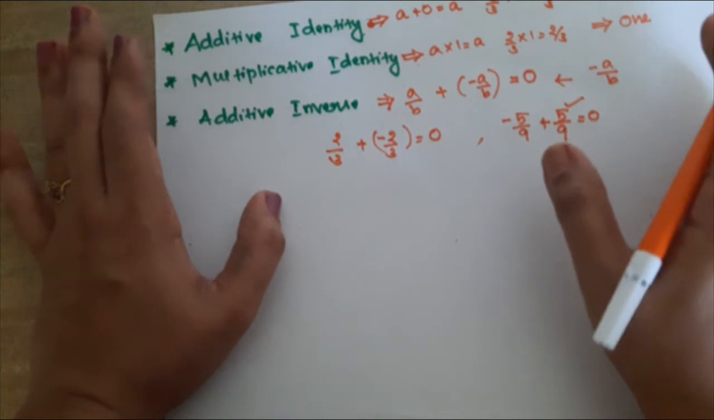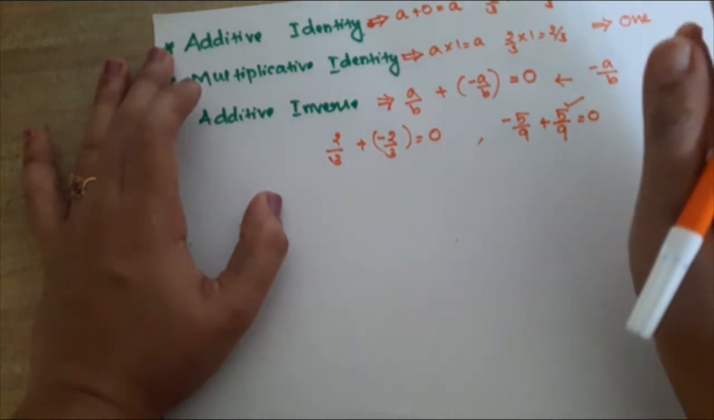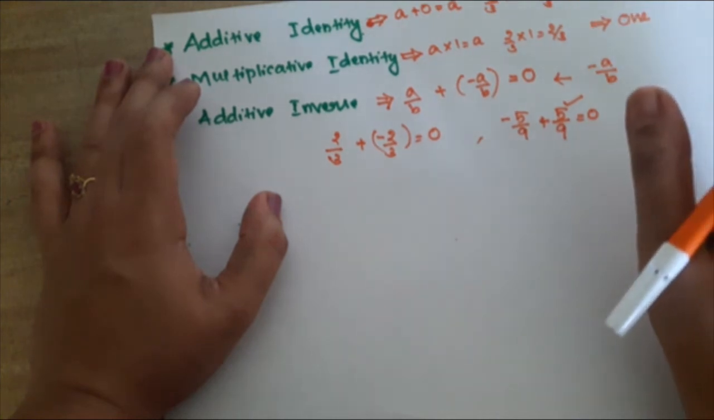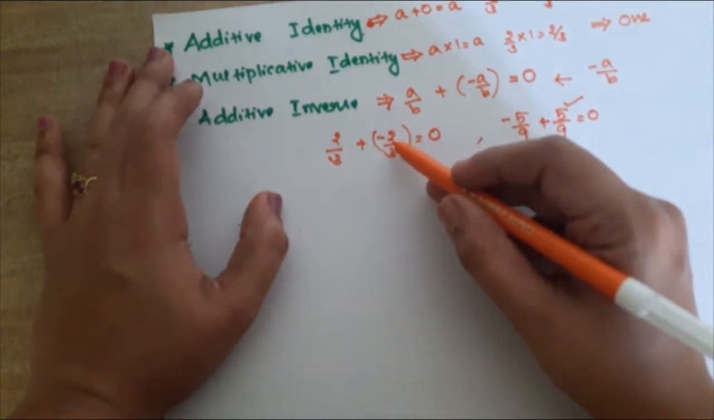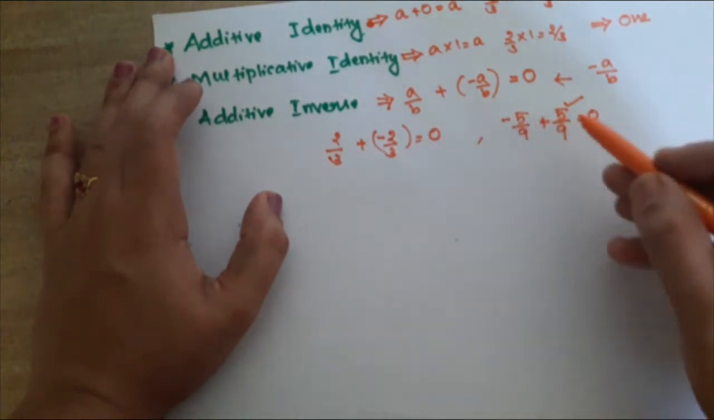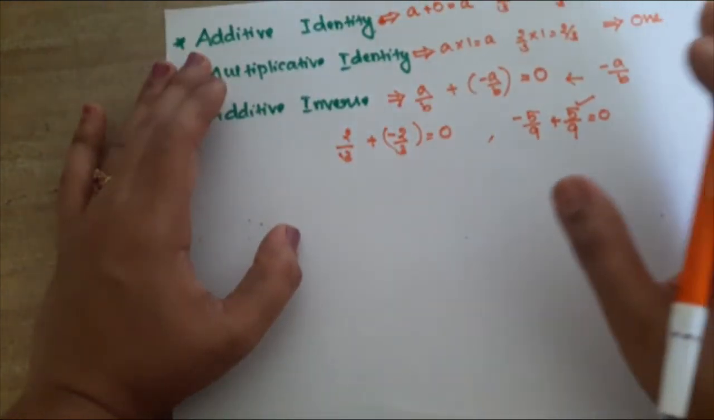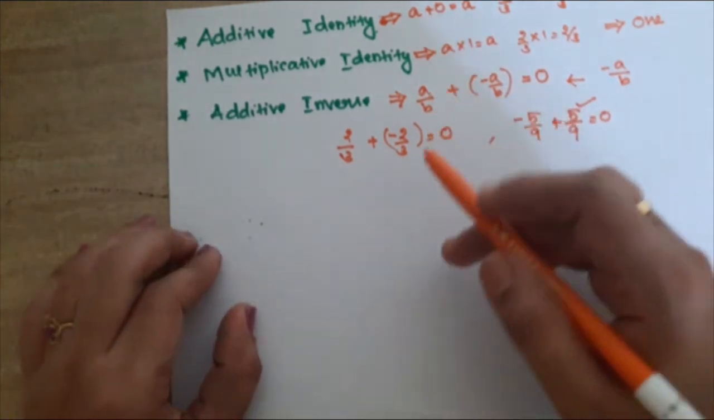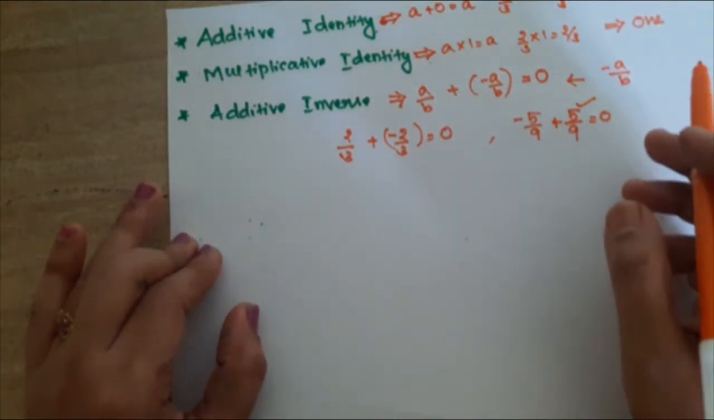The point is simple. When you add two numbers, you should get 0 for them to be additive inverses. If it is a positive number, you should add a negative number. If it is a negative number, you should add a positive number. Then only you will get 0. The condition for the additive inverse is that when we add the two numbers, we get 0.